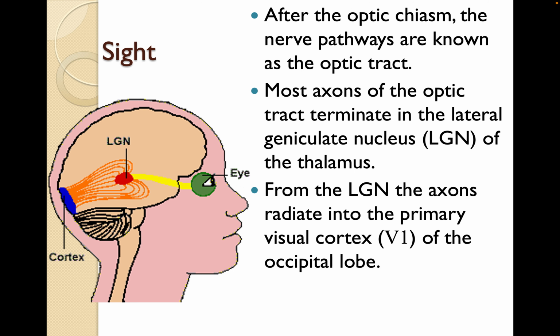After the optic chiasm, the nerve pathways are known as the optic tract. Most axons of the optic tract terminate in the lateral geniculate nucleus, or the LGN, of the thalamus. From the LGN, the axons radiate into the primary visual cortex, the V1, of the occipital lobe.